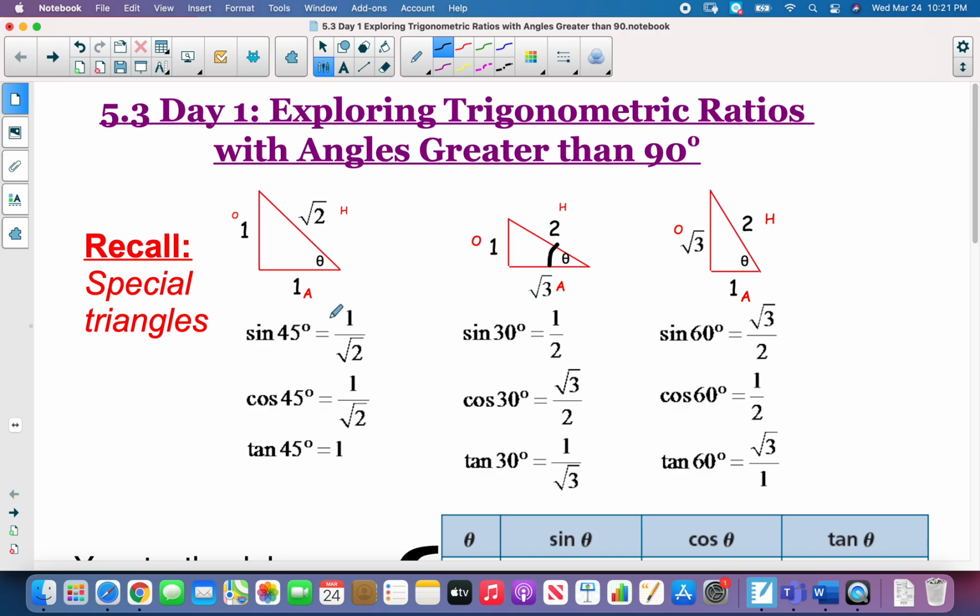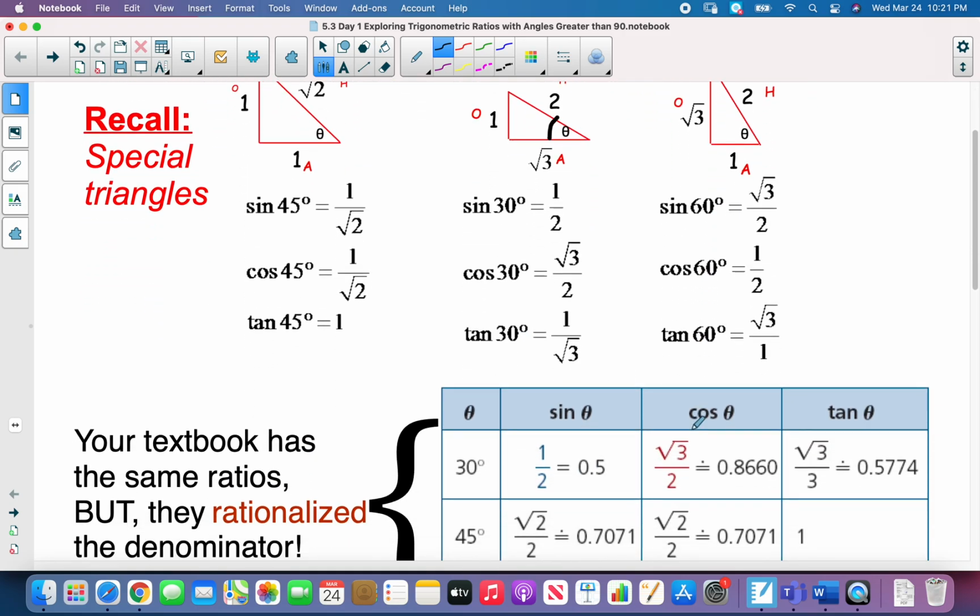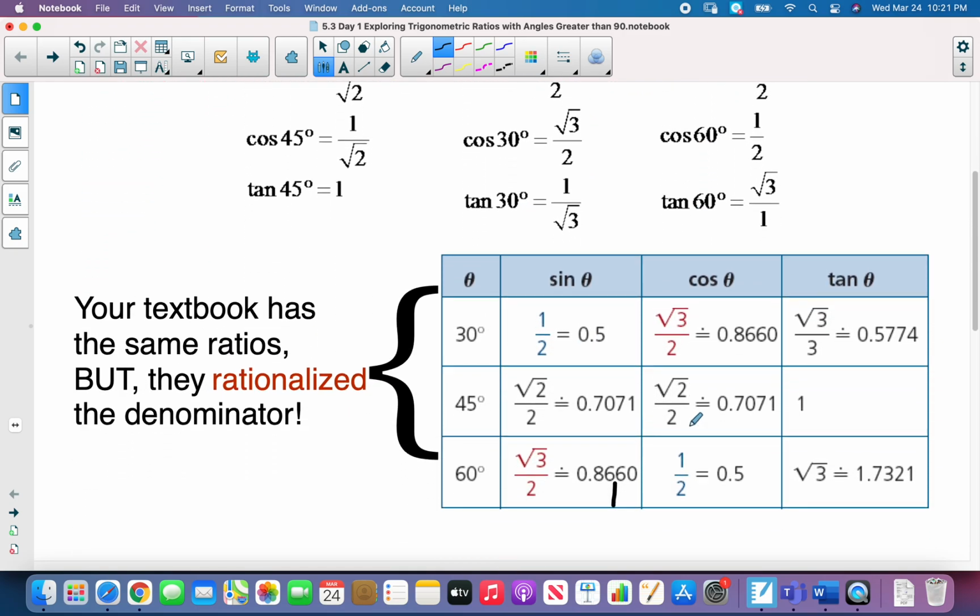So with that, we have learned how to find the sine of 45, the cosine of 45 and tan of 45. Similarly, the sine, cosine, and tan of 30, the sine, cosine, and tan of 60. Your textbook has the answers also in exact form as well as rounded to 4 decimal places.